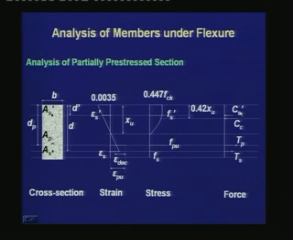Cs' is the force acting in the compression steel. Cc is the force which is the resultant of the stress block in the concrete. It is the compression carried by the concrete. Tp is the tension carried by the prestressing steel, and Ts is the tension carried by the reinforcement steel near the tension face.